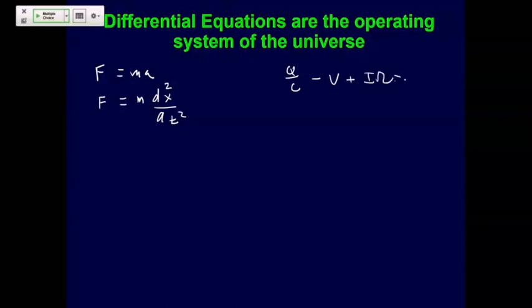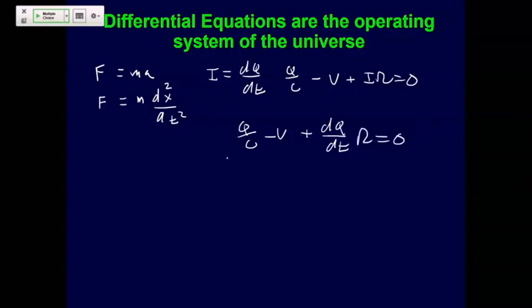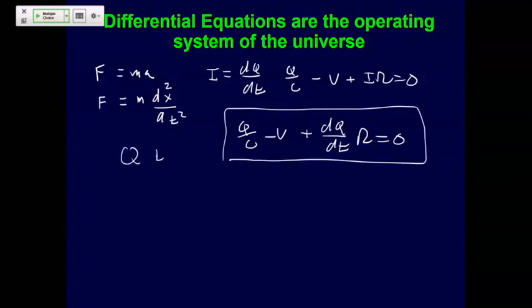So we sort of described this here. Now, if you remember, the current is dq/dt. And so this is a differential equation. This is a differential equation for the charge on the capacitor as a function of time.